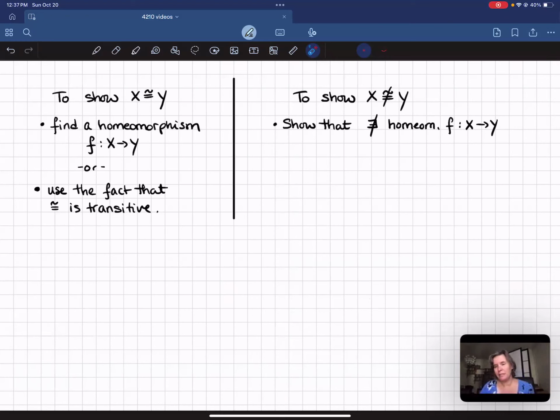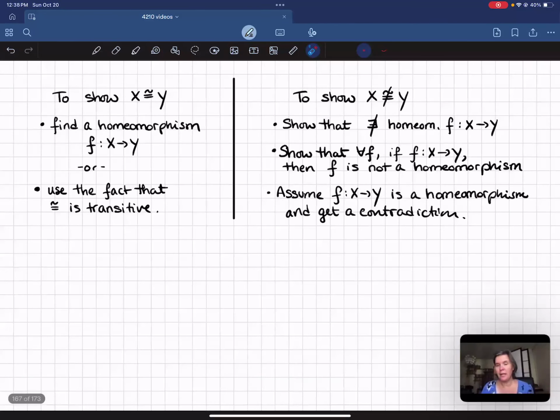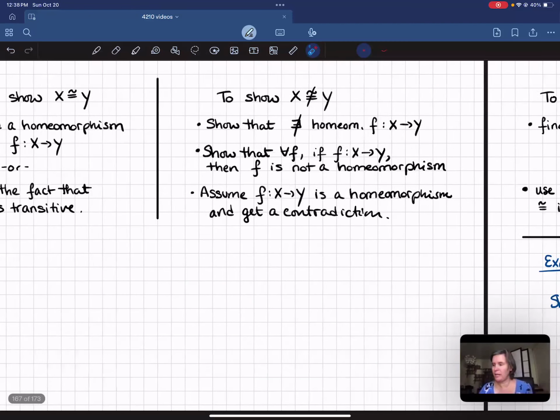So that is logically equivalent to saying that you have to show that for every f, if f is a function from X to Y, then it is not a homeomorphism. And again, we're trying to prove a negative there. We're trying to prove that if you just take an arbitrary unknown function, that it's not a homeomorphism. So the way we'll normally do that is by saying, assume you have a homeomorphism and then get a contradiction. So it's basically proof by contradiction, that if X were homeomorphic to Y, you would get a contradiction out of that. So let's see an example of how we would do that.